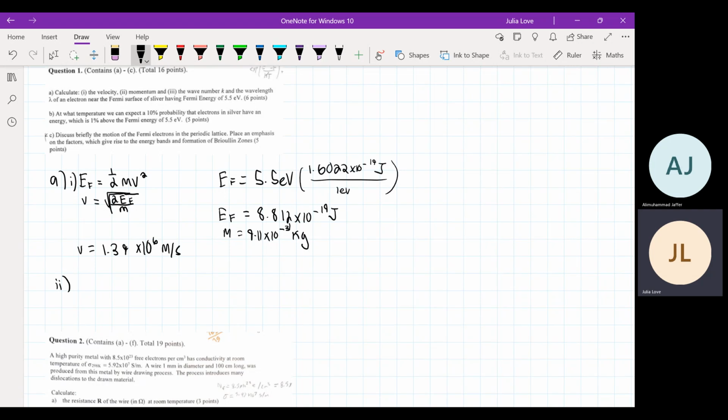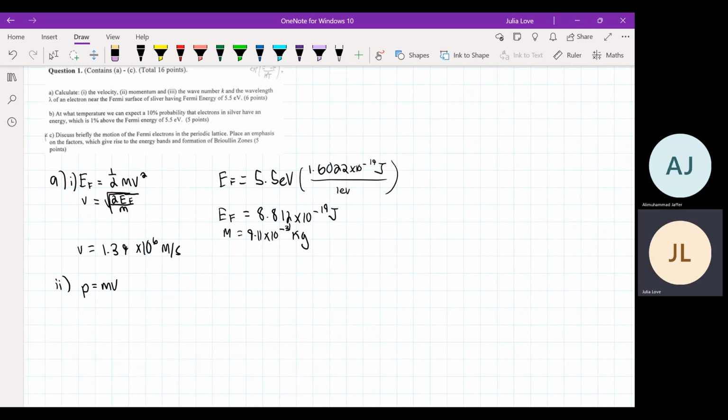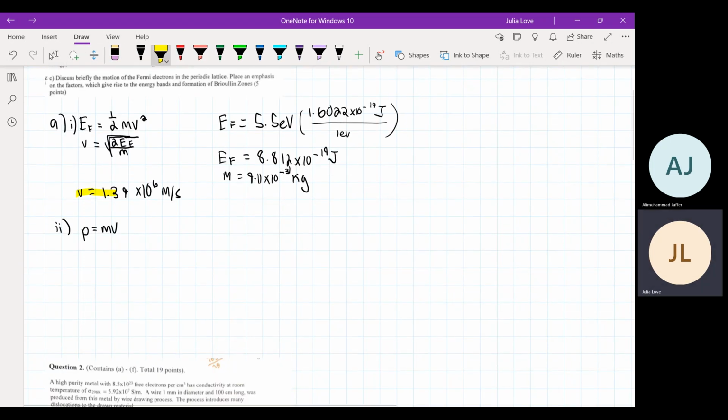Then part 2 is asking for the momentum, which we know is just equal to the mass times the velocity. So we take the velocity that we calculated in part 1, as well as the mass, and plug it back into this equation. Again, I'm not going to write it out just to save some time because we have to go through the entire test. We have 1.267 times 10 to the minus 24 kilograms meters per second.